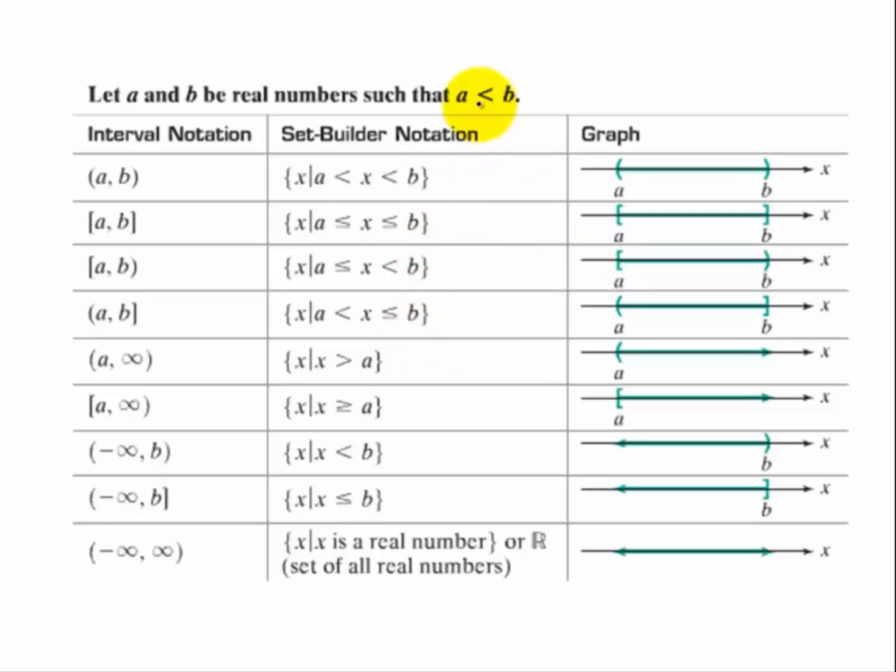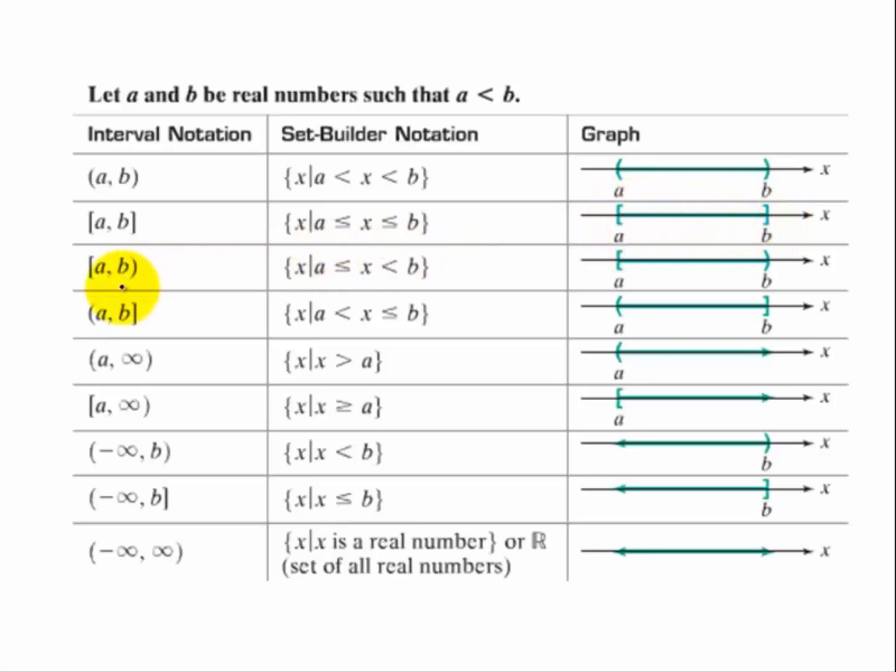If we think about two numbers where A is less than B, interval notation, parenthesis A comma B parenthesis is all values in between A and B, but not including A or B. X is in between A and B, so we say A is less than X, which is less than B. Interval notation, if we use brackets, the only thing that changes is it can equal A and it can equal B, and on our graph, instead of open circles on the endpoints, we would have solid circles.